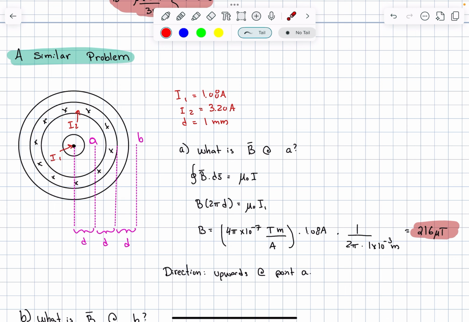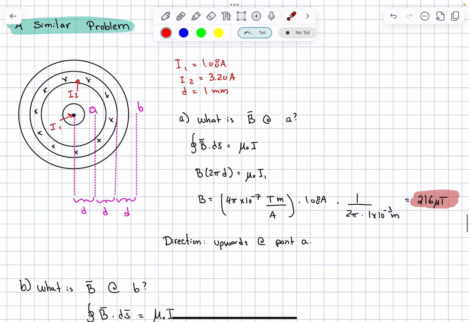Now we have this kind of wire shell, I suppose you can say, where the current here is going into the page. So this is current I1, and this is current I2. I1 is 1.08 amps, I2 is 3.20 amps. We are then told that the distance between this point and this point is d, this point and this point is d, and this point and this point is d, where d is equal to 1 millimeter.